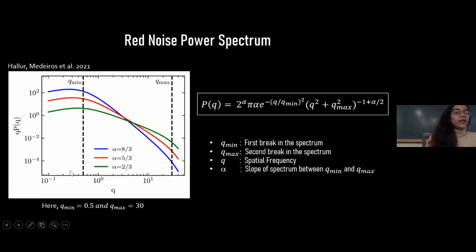Then Qmin is the first break in the spectrum, Qmax is the second break in the spectrum, and alpha is the slope between Qmin and Qmax. And it is governed by this red noise power spectrum equation. Now, how I make this into an image is that in the Fourier domain, each point has two components: the magnitude and the phase. The visibility amplitude is governed by the power spectrum, but we give it a random phase, which will output an image which has general blobs governed by this spectrum, but the locations and shapes of the blobs are random.